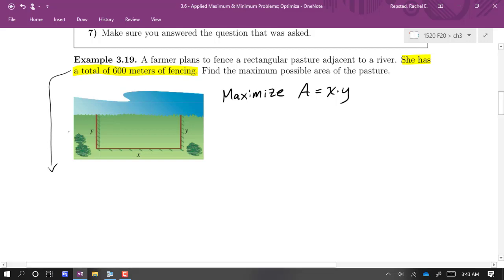So we know if the perimeter, well, actually, I don't know if I should call it perimeter because we're only including 3 sides, but let me adjust that a little bit. Total length of fence.